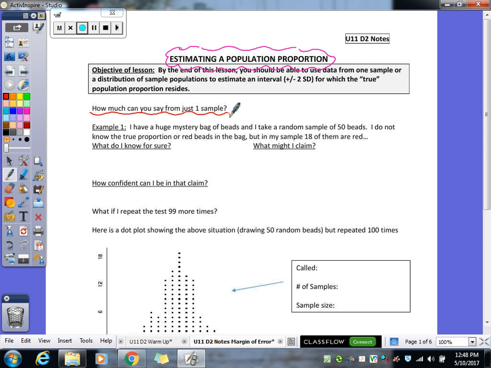My example here is, how much can you really say from just taking one sample? I have a huge mystery bag of beads and I take a random sample of 50 beads from it. I do not know the true proportion of red beads in the bag, but in my sample 18 of them are red. So the one thing we know for sure is 18 out of my 50 are red, which, what is that as a percent? 36%. So we know from my sample, 36% of my sample are red beads.